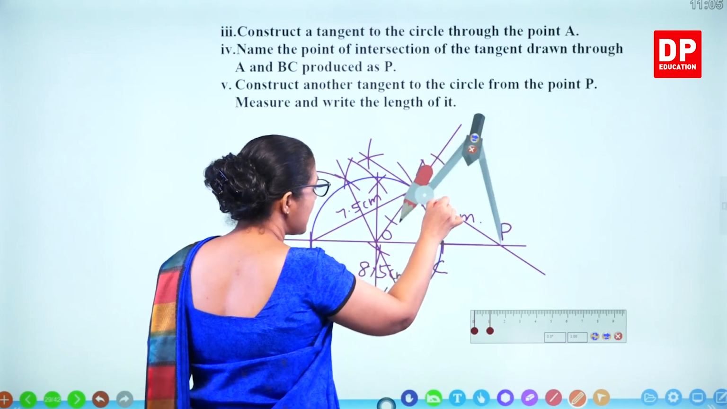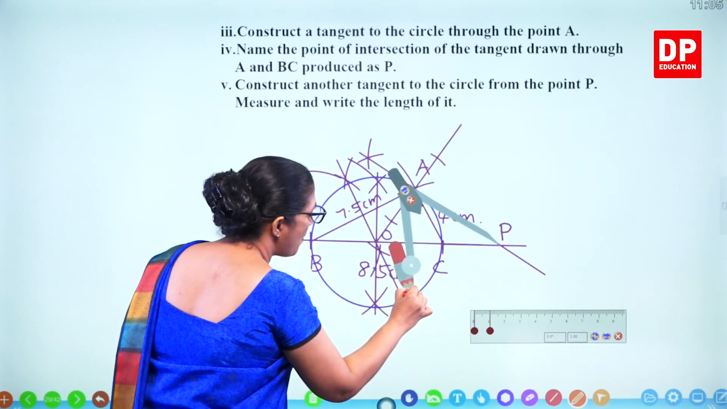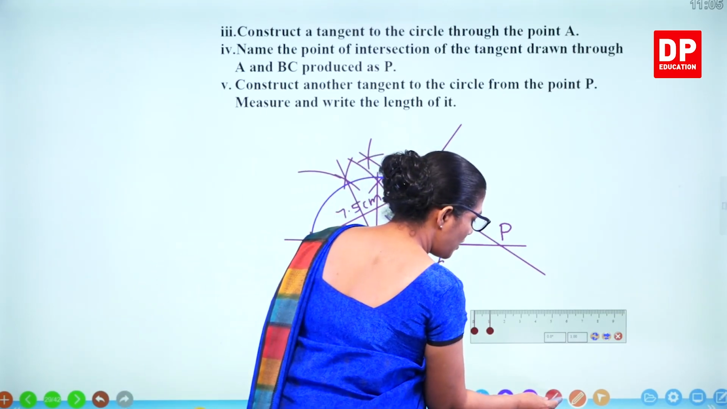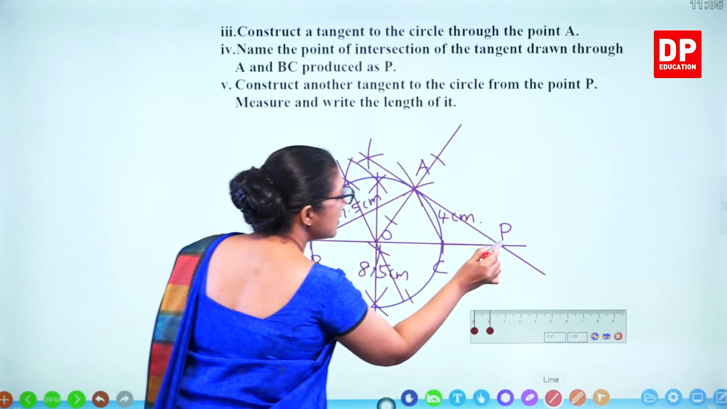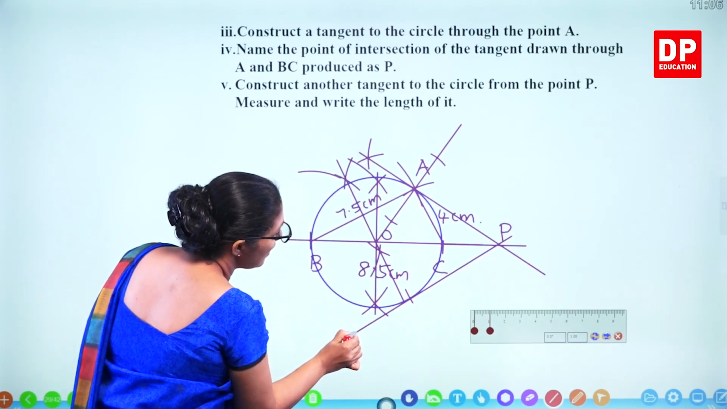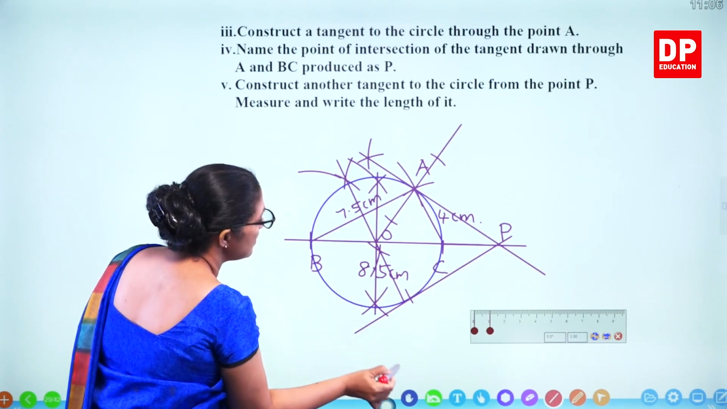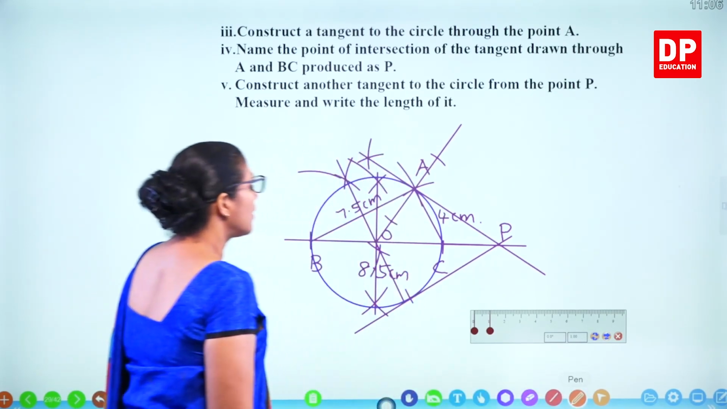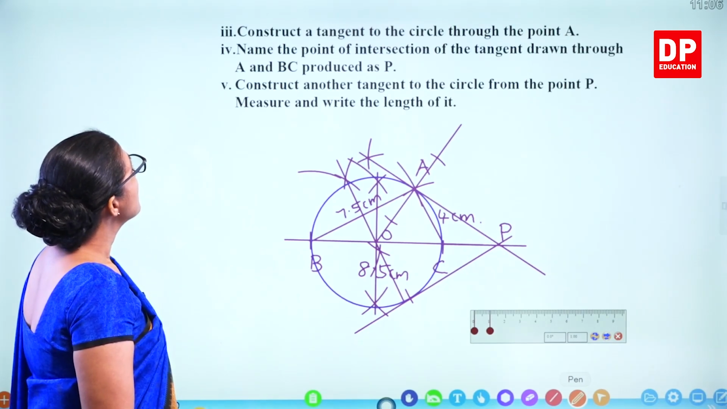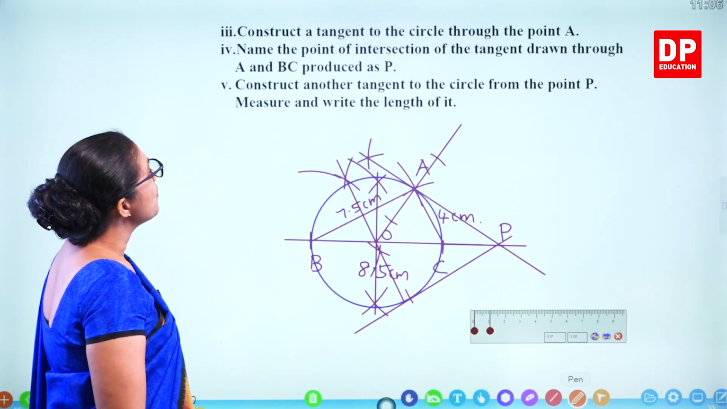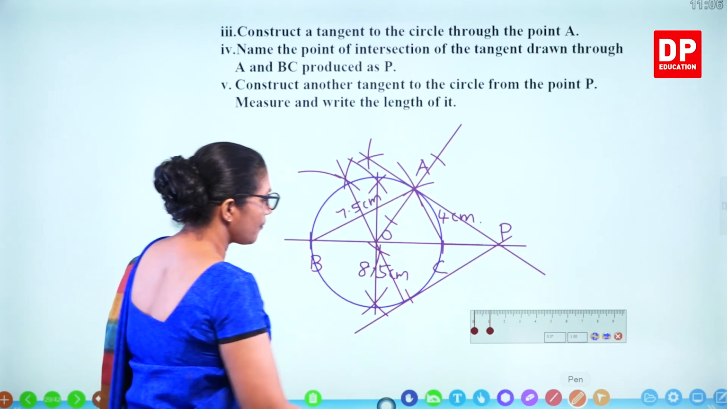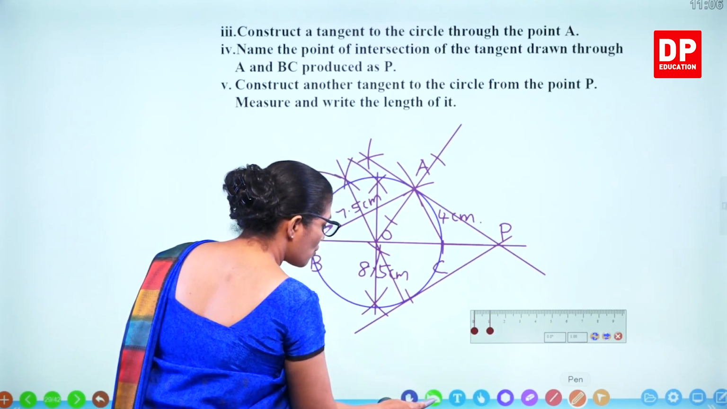So you take the same length here and mark it on the circle. So that's the second tangent. So we can connect this point and this point, and that's the second tangent. So we drew two tangents from P. Construct another tangent to the circle from the point P. Measure and write the length of it. Measure and write down.